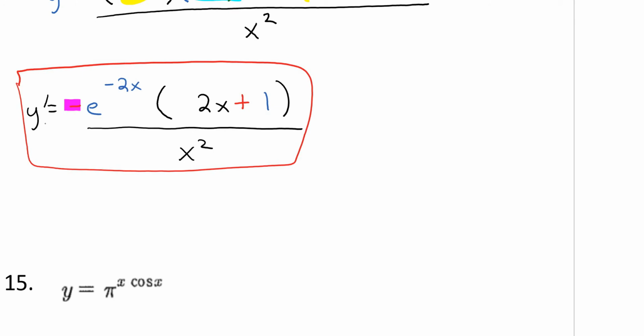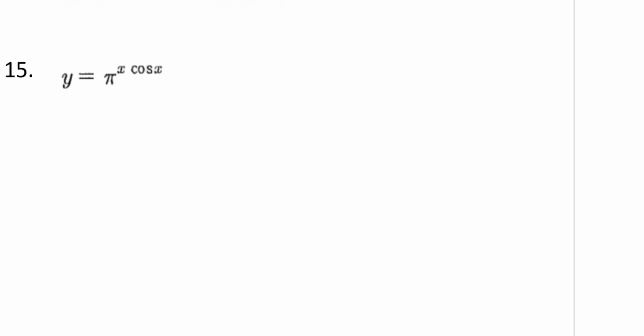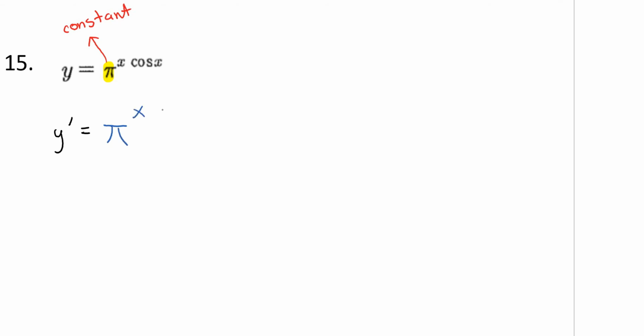Okay, so that concludes question number 13, and now let's move on to question number 15. For question number 15, remember pi is not a variable, pi is a number, so that's a constant. What that means is I need to have a ln of that in my answer eventually. Once again, this is another crazy exponential function, and the good thing about exponential functions is that when you take the derivative, you always start by writing out the original problem. And then you follow that up by taking the derivative of the power here.